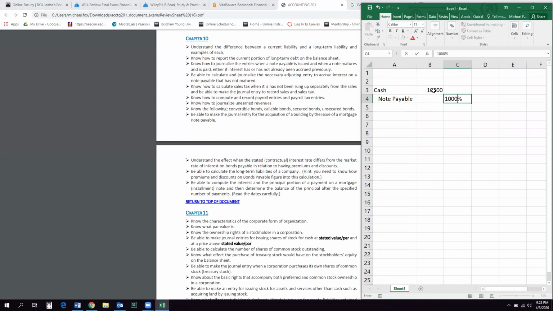whoops, that's reading me as a percent right there. It doesn't want me to change it for some reason. Let's enter.